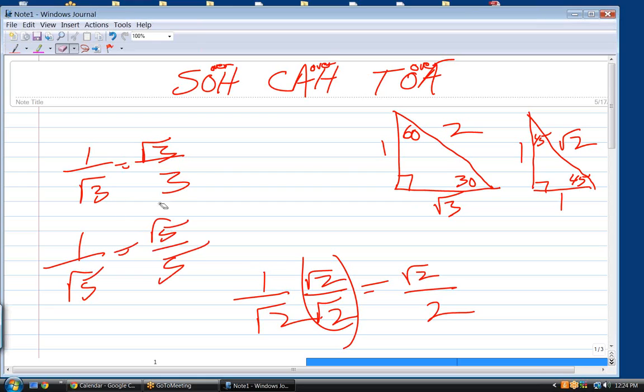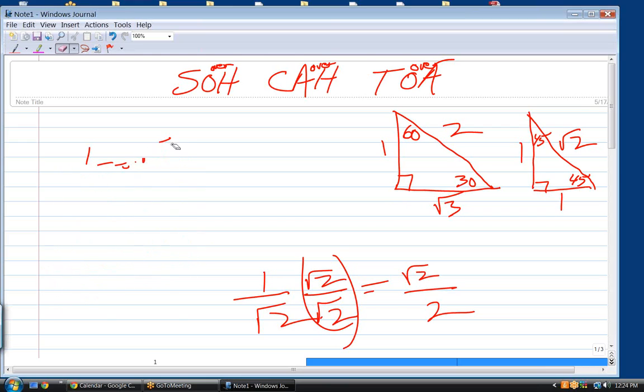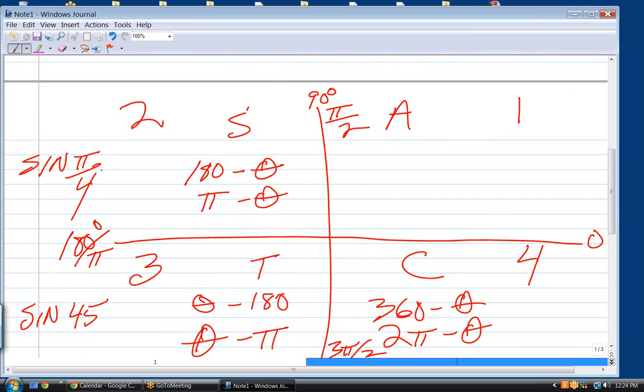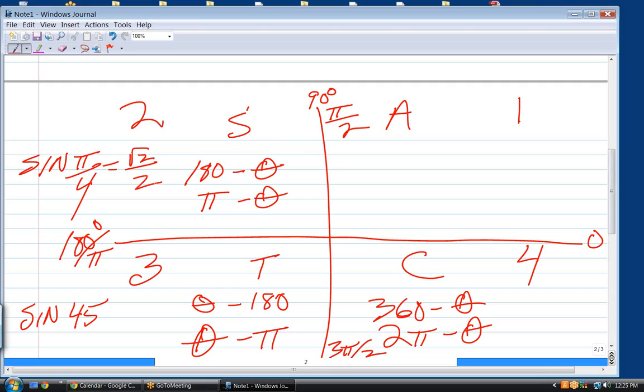Okay. So it's pretty easy to rationalize the simple ones without doing any math. So this is the number. That's the answer. Which quadrant is it in? Pi over 4. First quadrant. So it's positive. All 6 trig functions are positive in the first quadrant. That's what the A means. Okay, what do you got next?